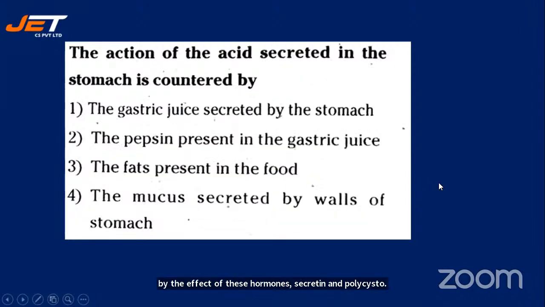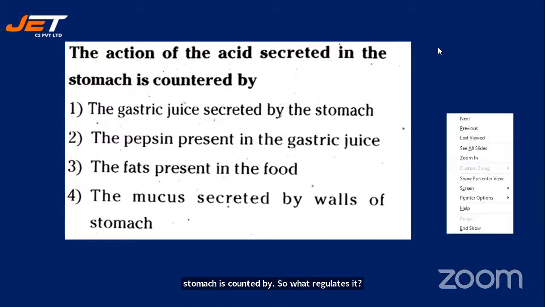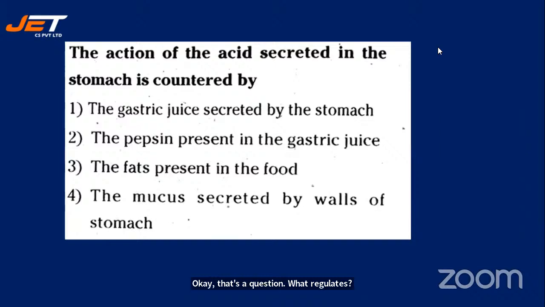Then we'll move to the next question. The action of the acid secreted in the stomach is countered by. What regulates it? That's the question. What's the answer, children? Please give the answer. Yes, Spurti, 4. Shleshna, 2. Siddiksha, no, it is not 3. Sri Varshini. Ruchita has given the correct answer. Pavana has given the correct answer. Rachana has given the correct answer. Very good, children.